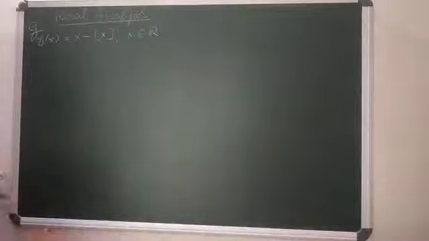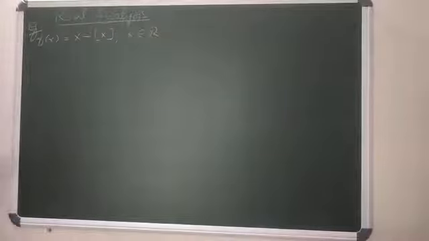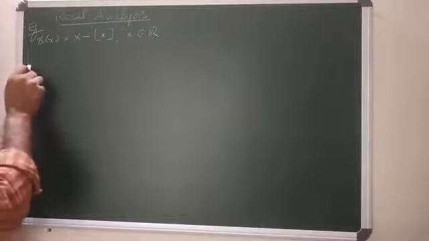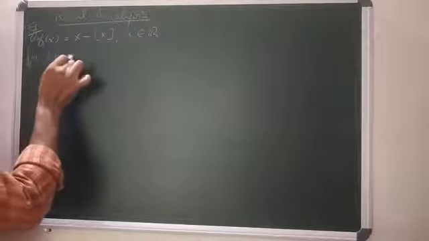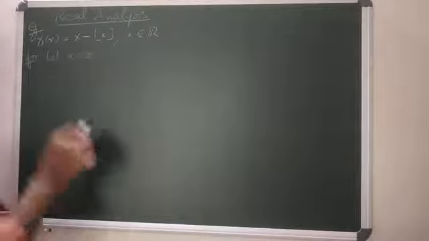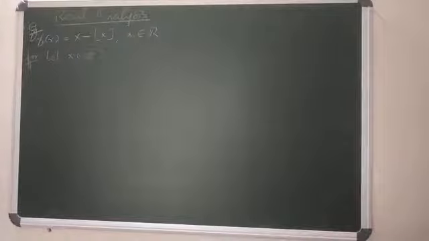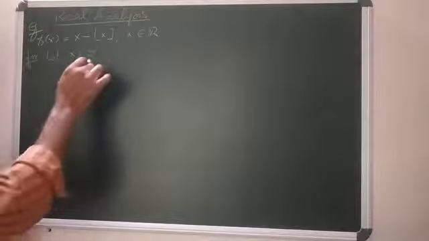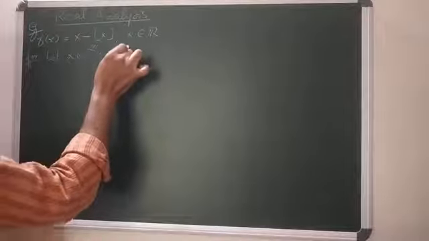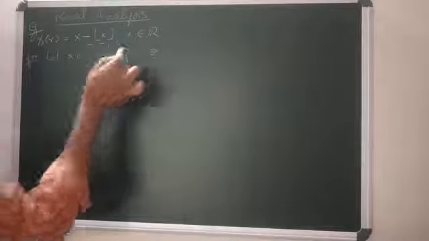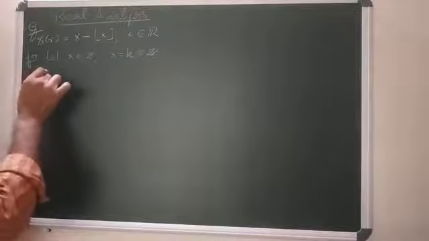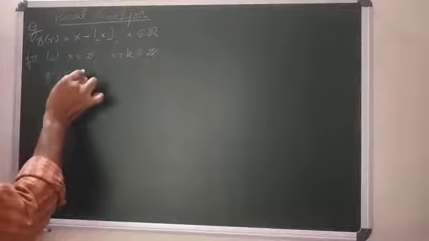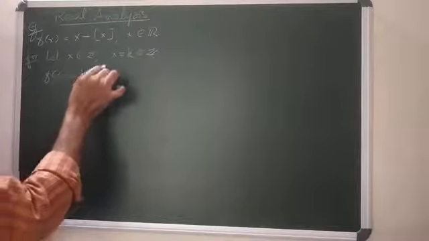And so, how to prove the continuity of this function, or how to check the continuity of this function? First, there are two cases. Let x be an integer. Suppose x is an integer. X is an integer means that x equals k, k is an integer. Okay. So what about f of x? F of x equals k minus greatest integer k.